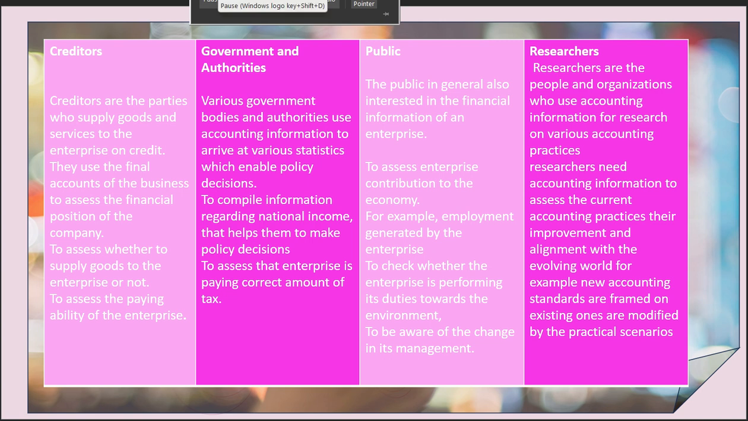Next is creditors. Who are the creditors? Creditors are the parties who supply goods and services to the enterprise on credit. Okay, they use the final accounts of the business to assess the financial position of the company.